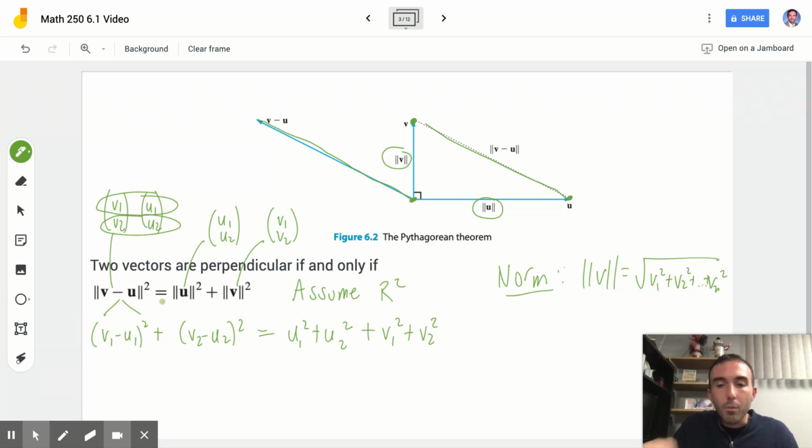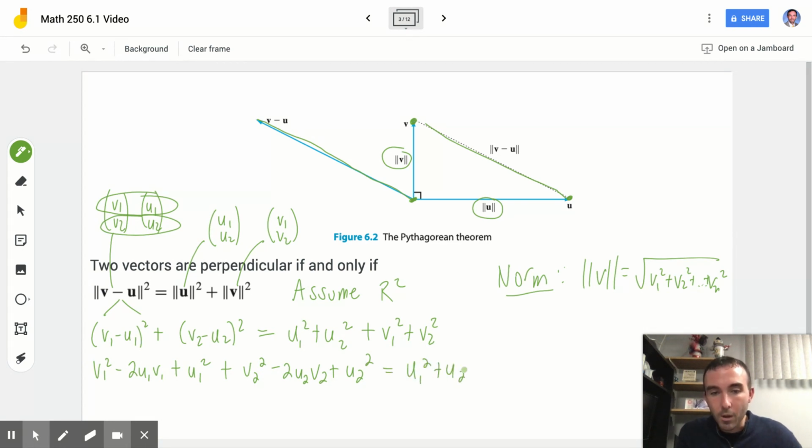Using polynomial distribution rules from algebra, we can expand each of these out to v1 squared minus 2u1 v1 plus u1 squared. Thank God for the undo button. And then if I square the second group out, that's v2 squared minus 2u2 v2 plus u2 squared. And I'll leave the right side alone because there is nothing there to add together, no like terms.